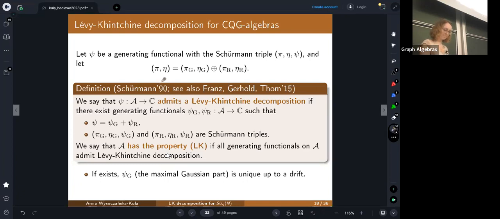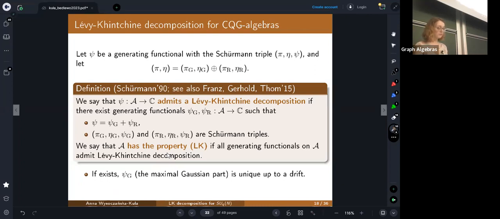Okay, so we can decompose the representation and the cocycle. And now the issue is whether we are able to decompose the generating functional, so the third level. If it is possible, so that we can find a generating functional associated to this pair, so we can complete this eta G, and we can complete this eta R, so that psi altogether is a sum of the two, then we say that the functional psi admits a Lévy-Khintchine decomposition. And if this happens for any generating functional on a given algebra, we say that this algebra has the Lévy-Khintchine decomposition property.